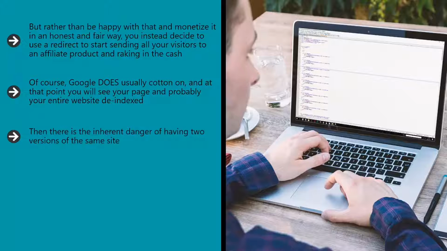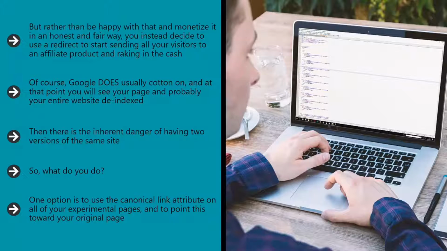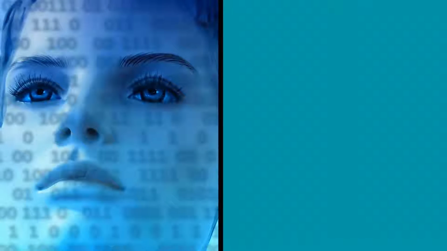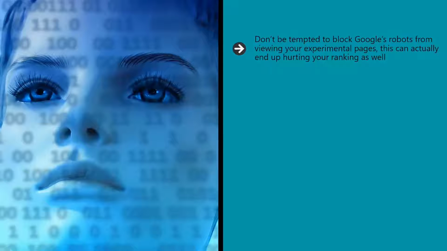Then there is the inherent danger of having two versions of the same site. Google might see this as spammy, it might see this as confusing, whatever, it could hurt your ranking. So what do you do? One option is to use the canonical link attribute on all of your experimental pages and to point this toward your original page. This tells Google's robots which page is the original, and that ensures that it will understand what's going on and see that you're not trying anything fishy. Don't be tempted to block Google's robots from viewing your experimental pages. This can actually end up hurting your ranking as well.